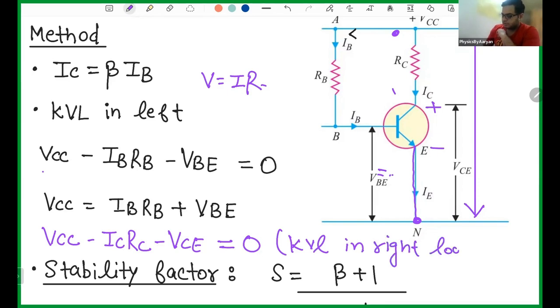Okay. So this will be your KVL in left loop and this will be KVL in right loop. And you can solve these two equations and get whatever you want. And I will be giving you the questions in which we will be using these two loops.